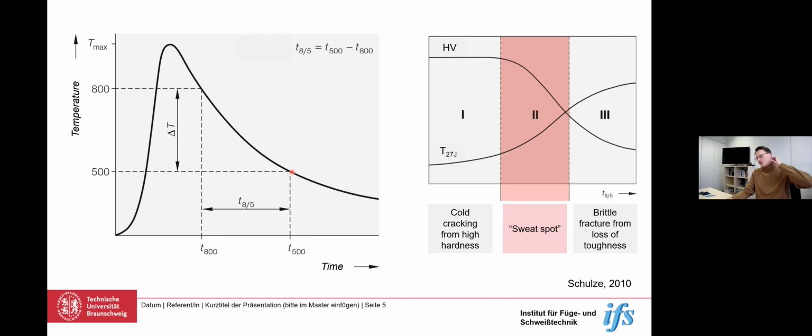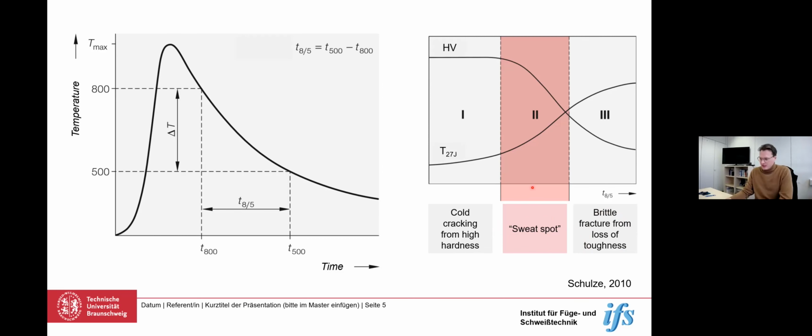And what we want to avoid is we want to avoid too short cooling times, because what's happening then is cold cracking just from high hardness. And if we apply too much heat, we may observe brittle fracture from loss of toughness. And so there is a sweet spot. It's not ideal always, but it's more or less the best point when trading off one for the other. And that is what we are aiming for when welding ultra high strength steels.